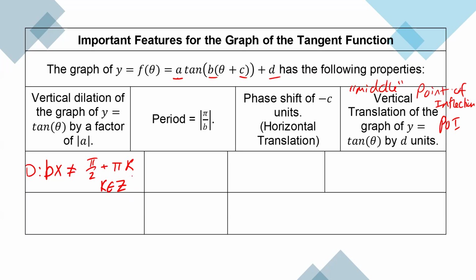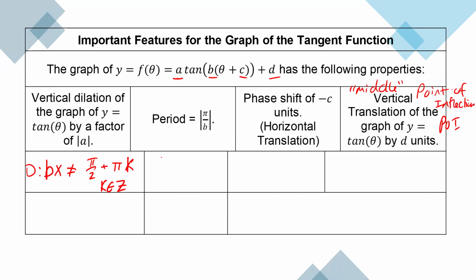Plus pi k, pi times k. So k is going to be 1, 2, 3, 4, 5, 6, 7, 8, 9, 10. It goes on forever, right? K can also be -1, -2, -3, -4, -5, -6. And that's where your domain is not equal to. Which is going to just produce all of your odd halves, which is why I wrote on the graph, your asymptotes are at your odd halves. So at 1/2, 3/2, 5/2, 7/2, 9/2. This is just mathematically saying that I'm at the odd halves.